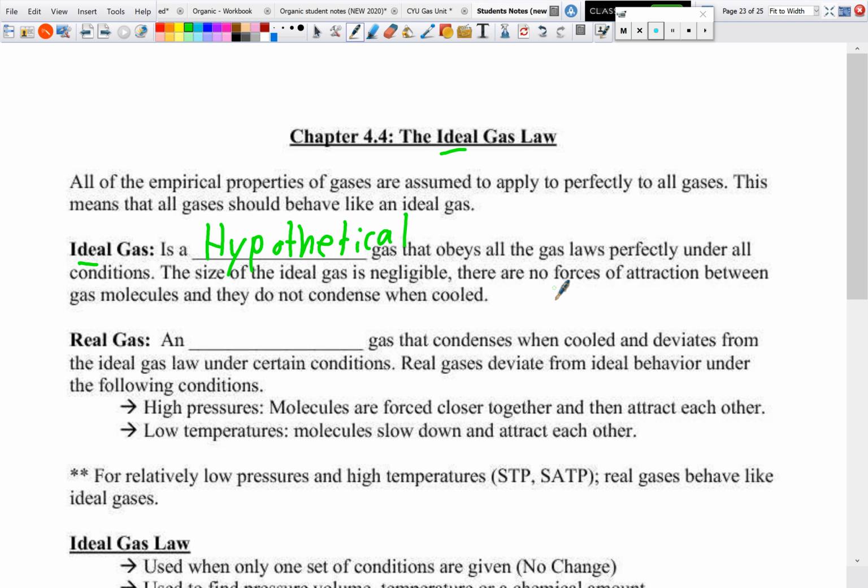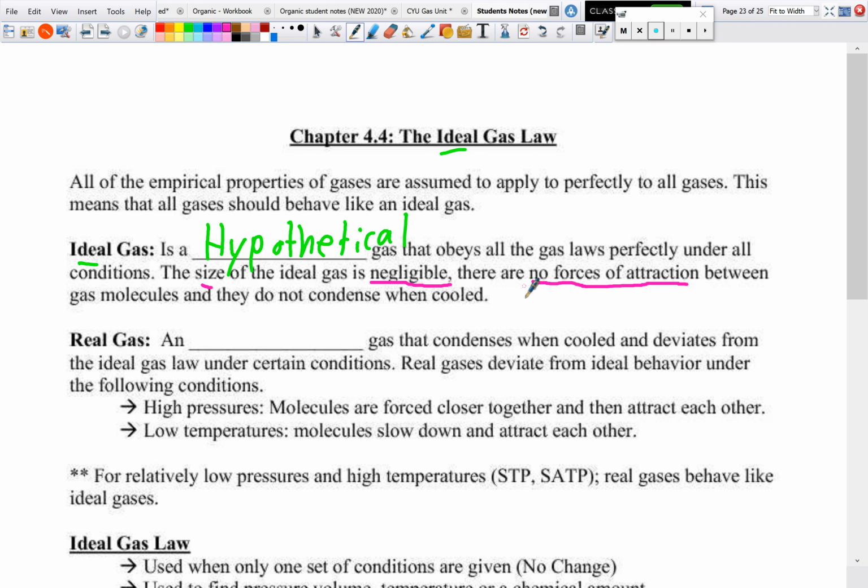So the reason it's hypothetical is they don't really exist. However, we will kind of need to imagine a hypothetical gas in order for the equations to work out. So what a hypothetical gas means is that the size of the ideal gas is negligible. So basically, we assume that they almost have no size whatsoever. There are no forces of attraction, meaning that there are no intermolecular forces. So that means that they do not condense when they're cooled.